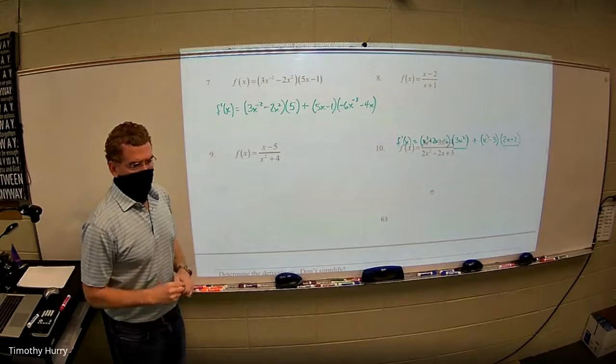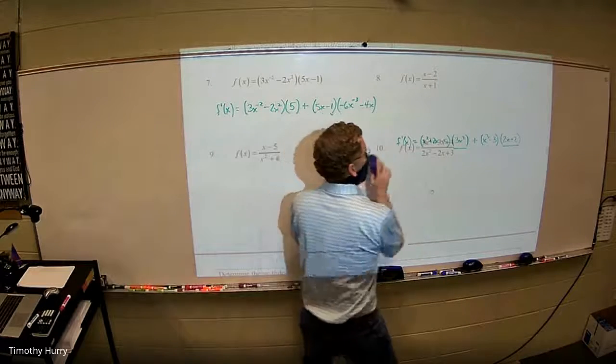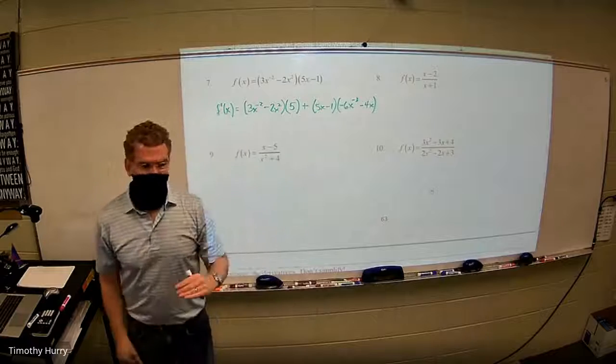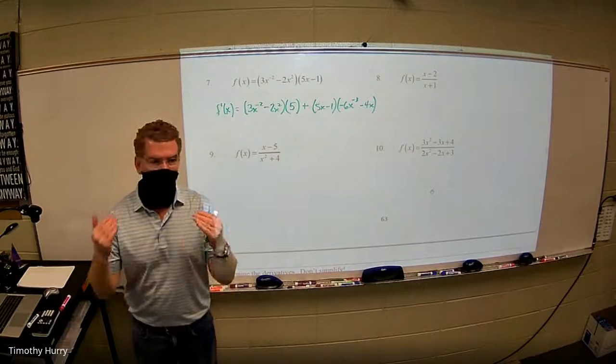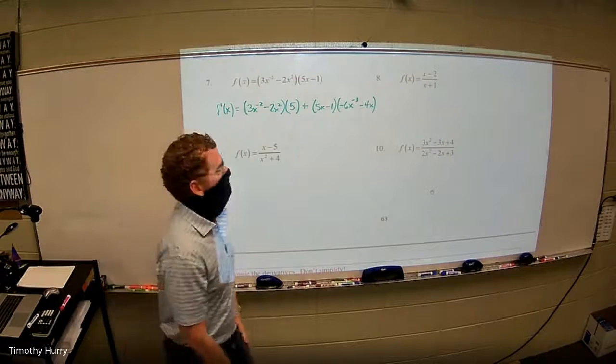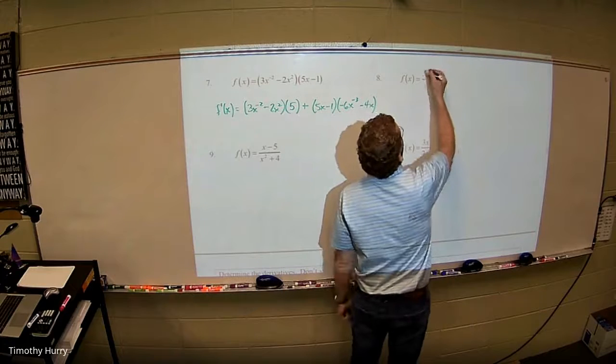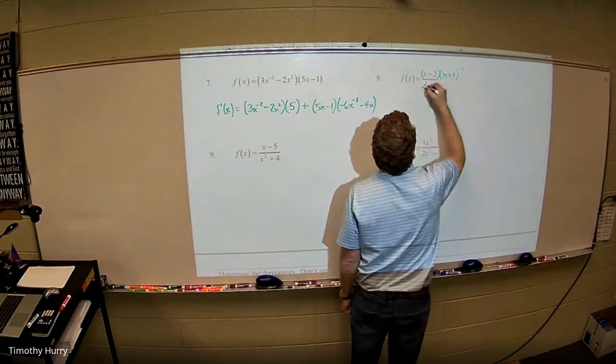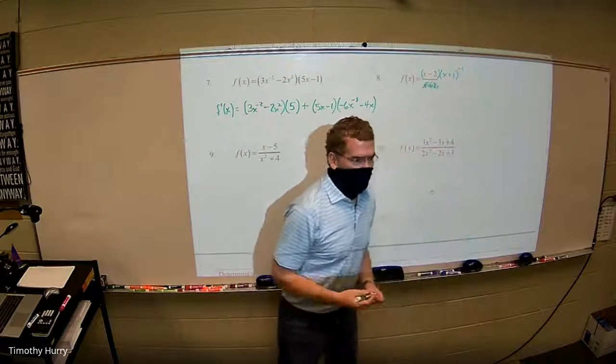All right. Now what about number 8? What do you see? I see where I'm dividing two functions. Well, that's not a product. That is a quotient. Now, every year I have somebody say, well, couldn't you just take the x plus 1 and bring it up and make it an x plus 1 to the negative 1? And now you have a product?